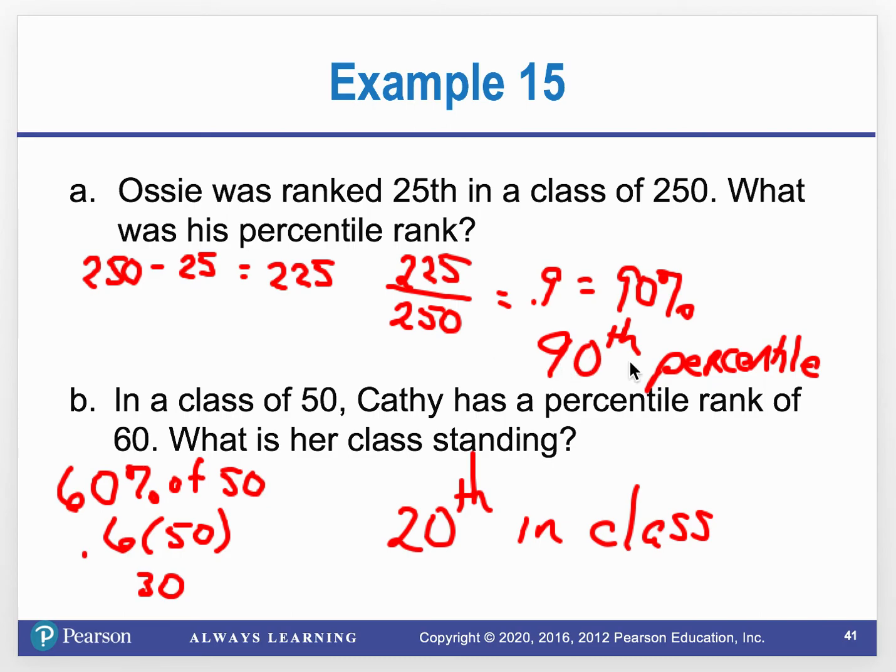Aussie's 25th in the class. But look at their percentile ranking, right? Aussie scored higher than 90% of all these students. That's a lot of students, higher than 225 students. Kathy just scored higher than 30 students. So there's a use of percentile ranking. Okay, so percentiles.